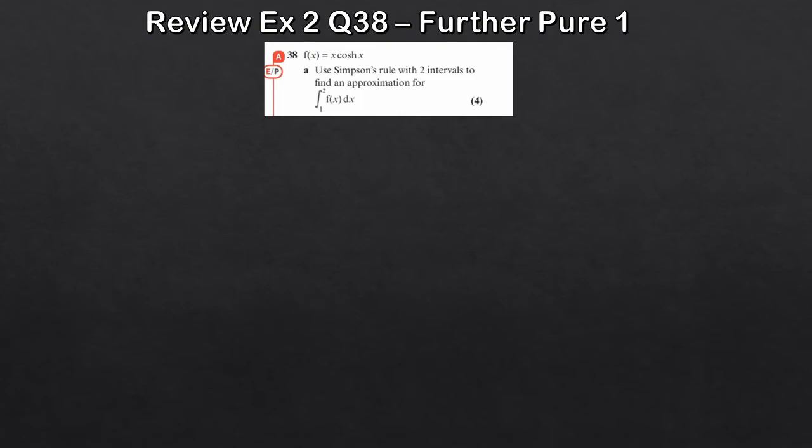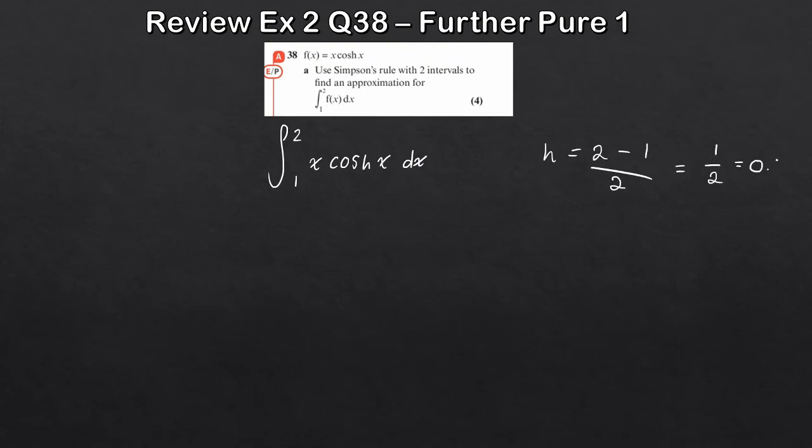So we work out this last one. What we've got here is an integral between 2 and 1 of x cosh x dx. So again, work out h: upper limit minus lower limit, divided by the number of strips, so divided by 2. So 2 minus 1 is 1, divided by 2. So we've got an h of 0.5 for this one. So now let's work out our table. It's going to be a nice small table.